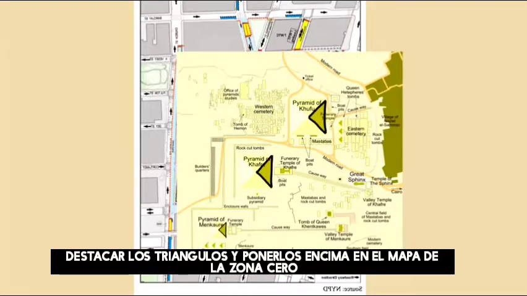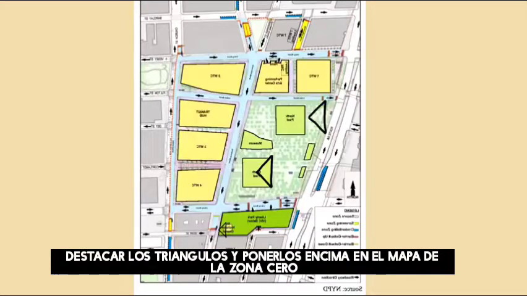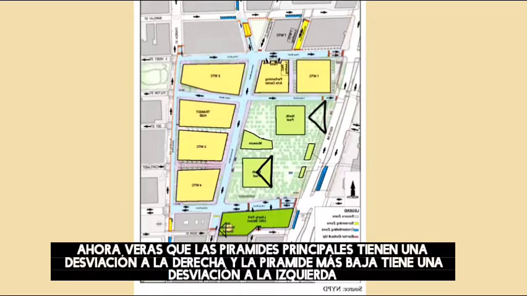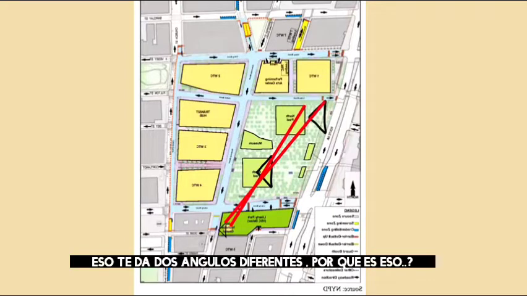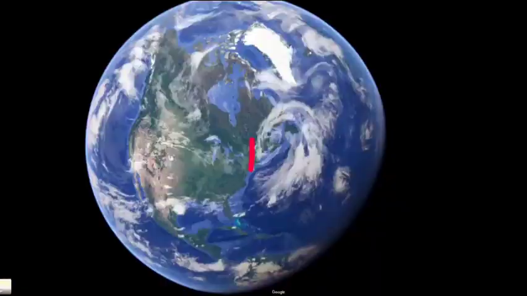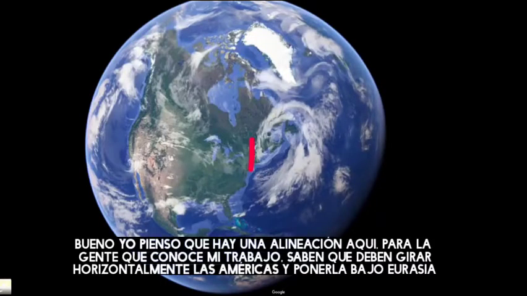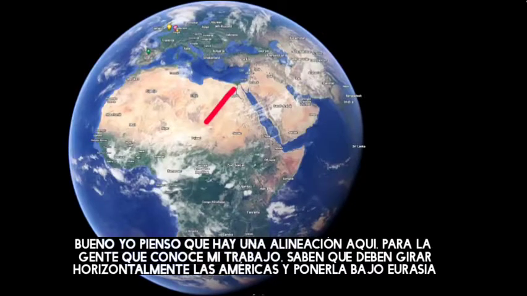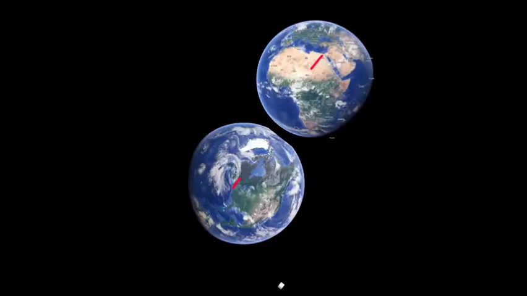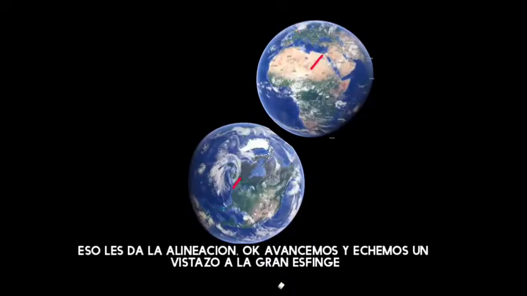Highlight the triangles and put it on top of the Ground Zero map. Now you will see that the top pyramid has a deviation to the right and the lowest pyramid a deviation to the left. So that gives you two different angles. Why is that? Well, I think there's an alignment here. For people who know my work, you know you have to flip horizontally the Americas and put it under Eurasia. That gives you the alignment.